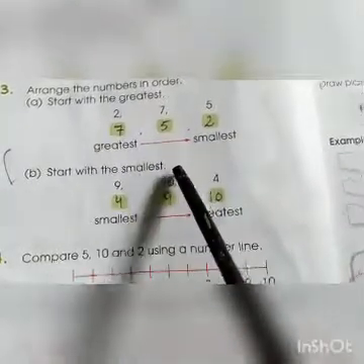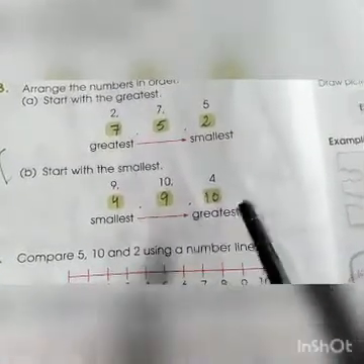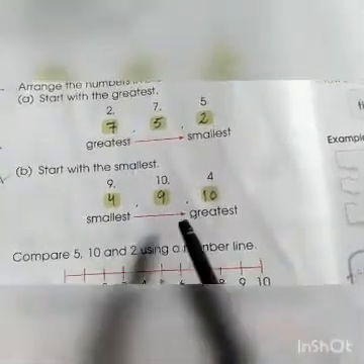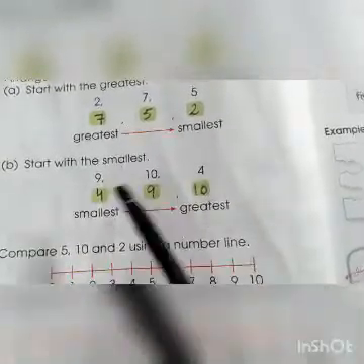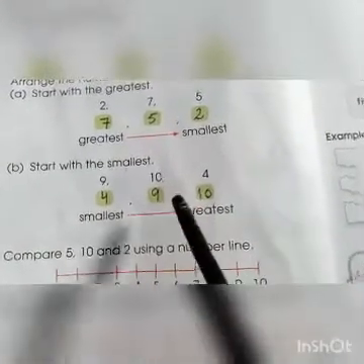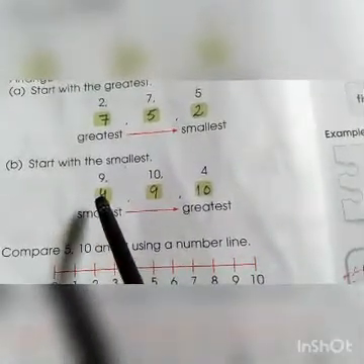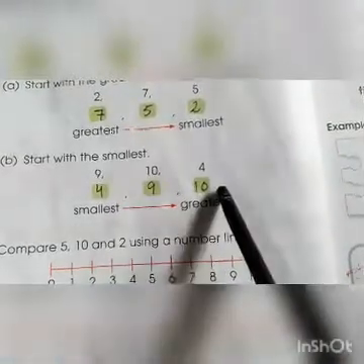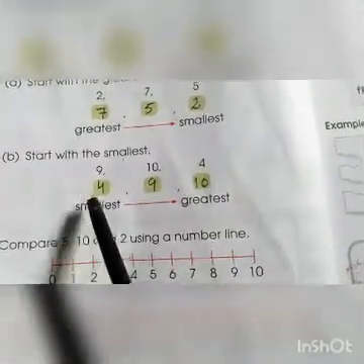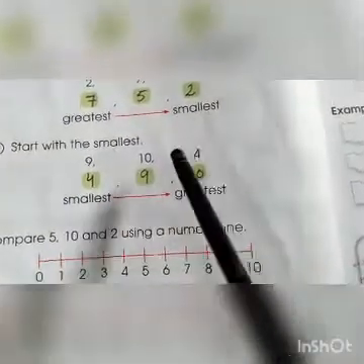Start with the smallest. Smallest to greatest means ascending order. We can arrange these numbers in ascending order. 9, 10 and 4. Okay. As you know, on the number line, 4 is on the left side of 9 and 10. That means 4 is the smallest.